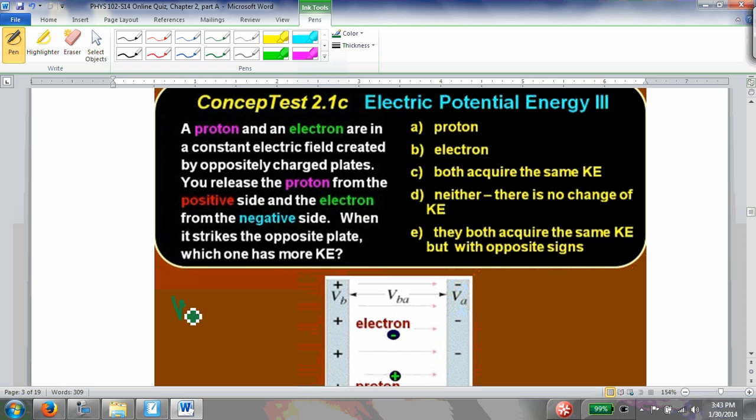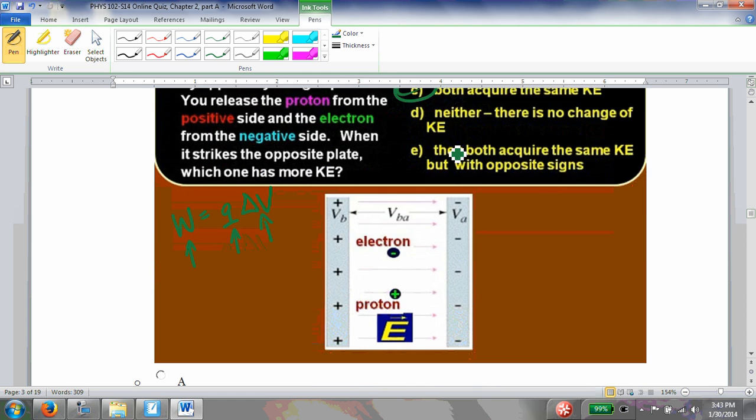All right. The work done by that electric field is equal to Q times delta V, the change in potential. They experience the same change in potential. Likewise, they have the same magnitude of charge. That means the work done by the electric field is going to be the same. So they're going to have the same amount of kinetic energy because they're going across the same potential difference. They have the same magnitude charge, so they have the same work, and so they both acquire the same kinetic energy.